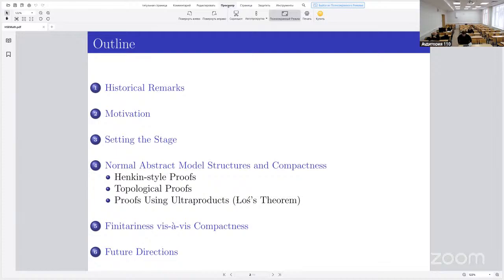Okay, so as I was saying, I will just start with the outline for the talk. I'll begin with some historical remarks, and then some motivation, which led to the genesis of this paper, and then I will introduce some technical preliminaries, talk about a special kind of abstract model structure, which is one of the key concepts, and the normal abstract model structure and compactness theorem related to it. In this context, I will discuss three types of compactness: the Henkin-style, the topological ones, and finally the proofs using ultraproducts, which essentially boils down to a corollary of Łoś's theorem. And if time permits, then I will talk about finiteness and its relation with compactness. I will conclude the talk by pointing out some future directions and open problems.